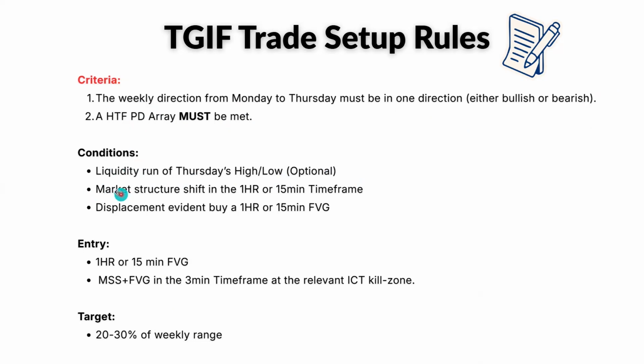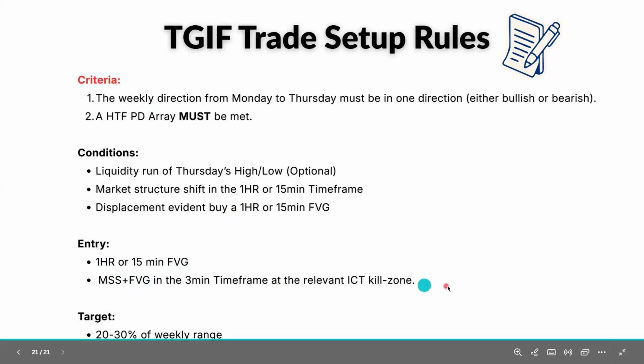Then, if you want to go conservatively, you want to see a market shift in a 1 hour or 15-minute time frame, evident by a fair value gap. It is that fair value gap you want to be using as your point of interest. So once you identify that fair value gap, it could either be in the 1 hour or 15-minute time frame. What you do is you go down to a smaller time frame, which is a 3-minute, 5-minute, or 1-minute time frame, which is your entry time frame. You're looking for what? A market shift plus fair value gap happening at the relevant ICT Q zone.